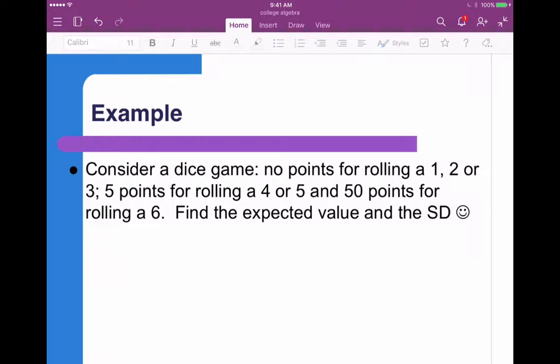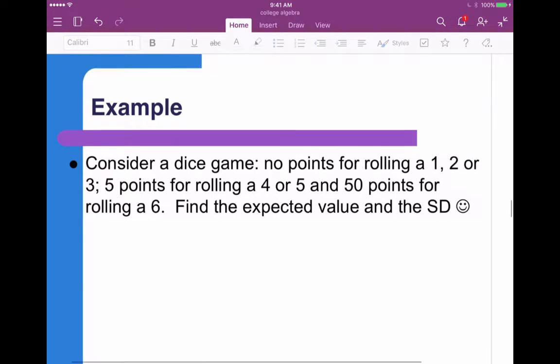Looking at another example, we want to consider a dice game. You get no points if you roll a 1, 2, or a 3. You get 5 points if you roll a 4 or a 5, and you get 50 points if you roll a 6. We want to find the expected value and the standard deviation for this situation. In order to do this, it's going to be helpful to make a probability model. So that's what we're going to do.